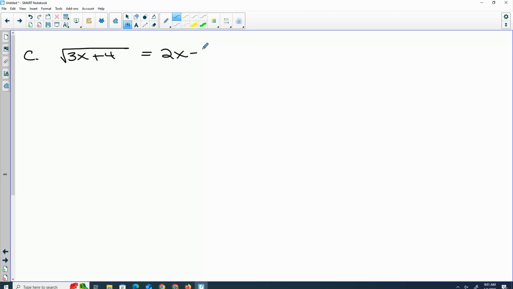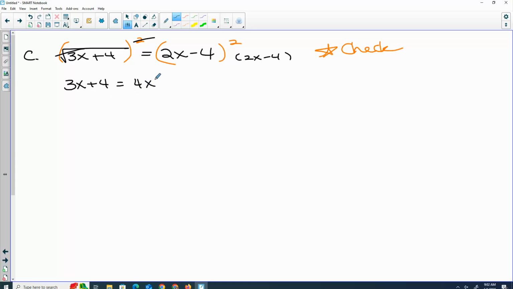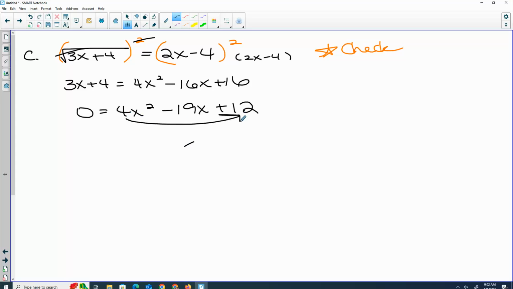Subtract over the 5. Then we can square, and as soon as I square each side, I'm going to make myself a note that I have to check at the end. So over here, those cancel, and we get 3x plus 4. Here you have to write that twice in FOIL. So you get 4x squared minus 16x plus 16. We always set our quadratics equal to 0, so if we subtract over the 3x, subtract the 4, then we could do slip and slide.